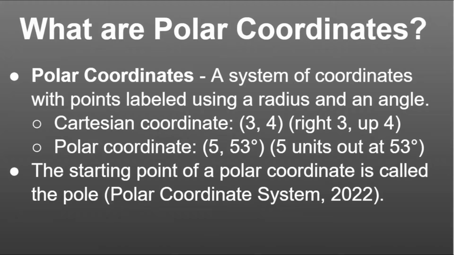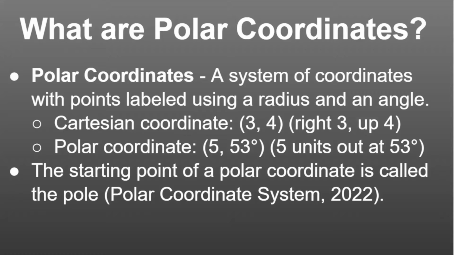Polar coordinates are just another coordinate system, but instead of using an x and a y like the Cartesian coordinate system, they use a radius and an angle. So what does that mean? The Cartesian coordinate system uses an x and a y, meaning it first tells you how many to move over, and then it tells you how many to move up or down.